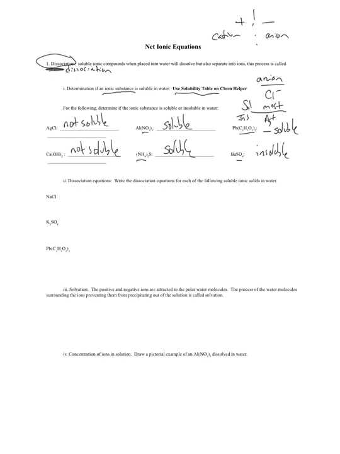Again, make sure you can identify whether a substance is soluble or not. Once you identify whether a substance is soluble, the next step is being able to write a dissociation equation.